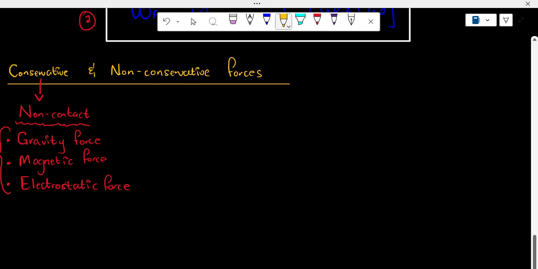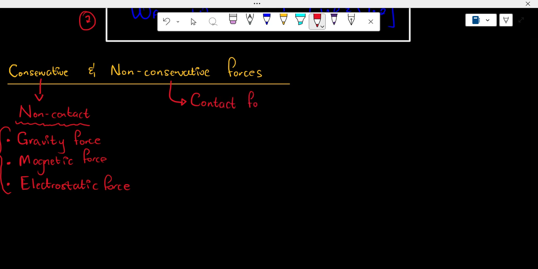Your non-conservative force is simply defined as the work done by a force in moving an object from point A to point B being dependent on the path taken. Once again, do not stress too much about the definitions. You should get that from the exam guideline. Right, so with non-conservative forces, in the most basic sense, these are just all your contact forces. So any contact force is considered to be a non-conservative force.